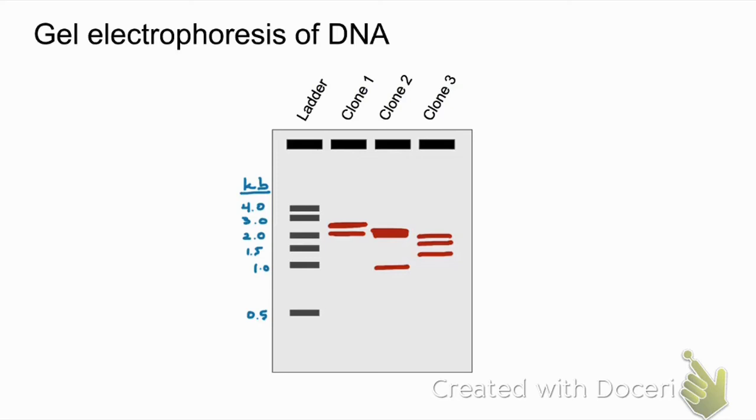You can see by using this process that we've been able to distinguish these 3 different clones from each other. And only clone 3, shown here, contains the correct pattern of DNA bands that we would have expected to see if we successfully cloned our plasmid that we wanted to create.